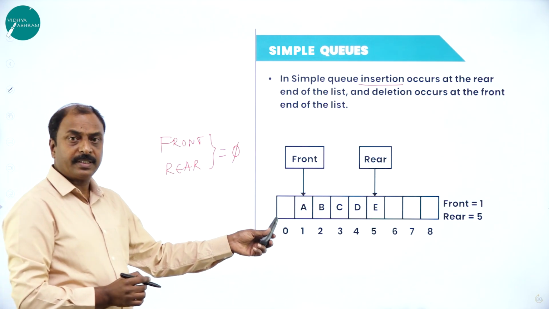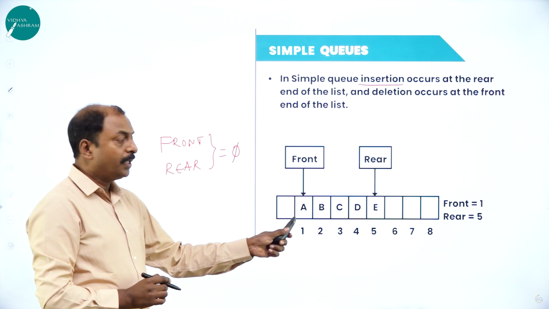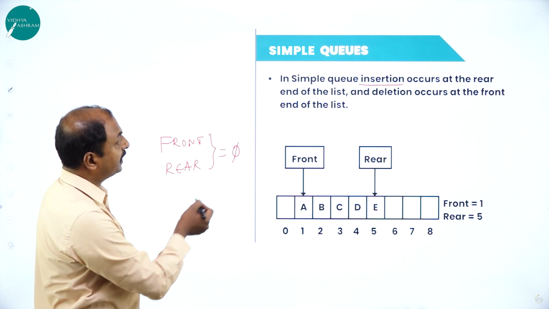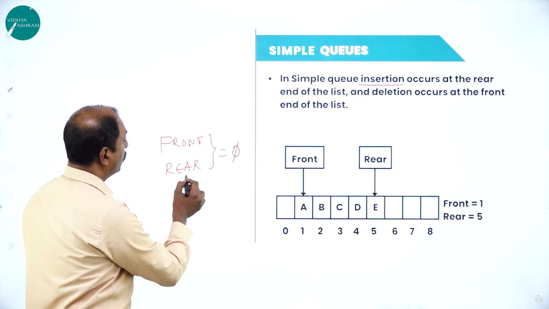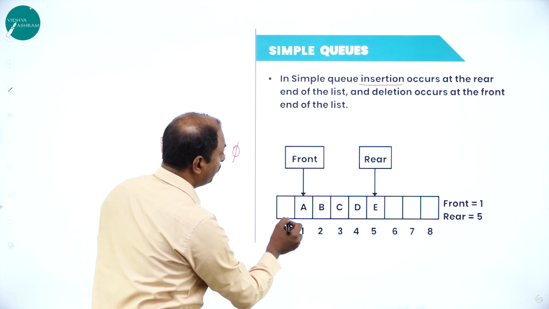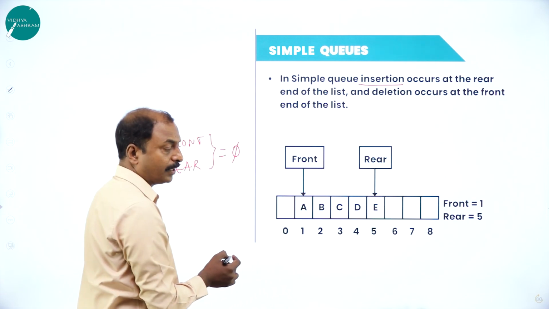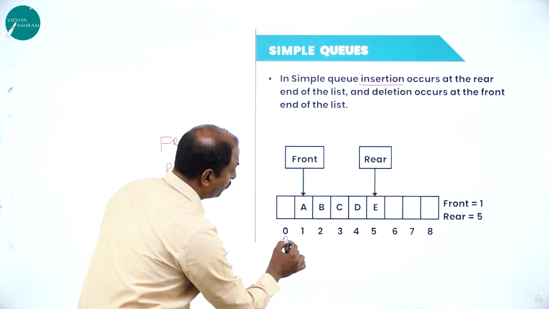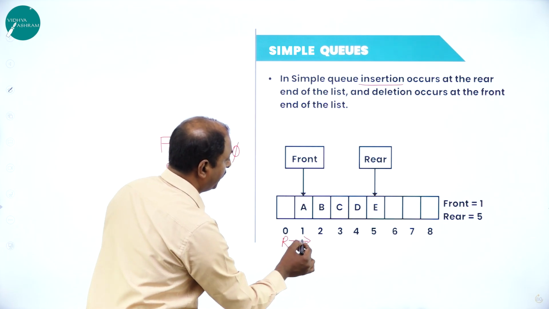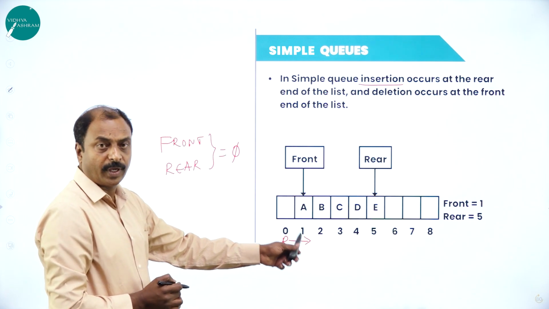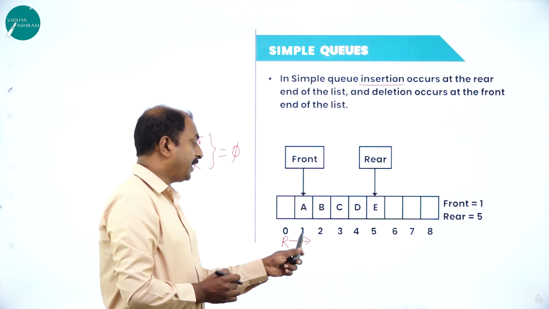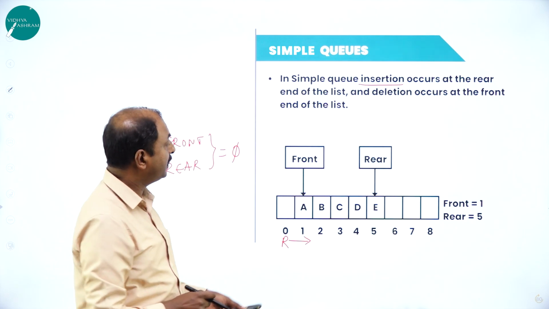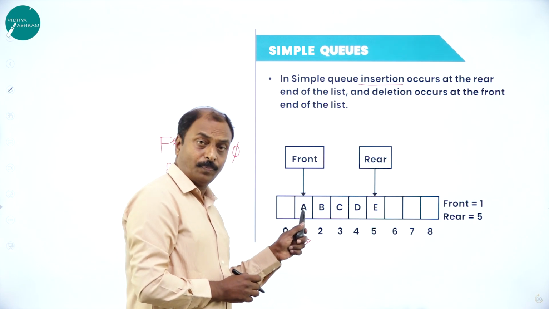Now, if you want to insert one element into the queue, rear is the pointer where insertion takes place. So we have to push the rear pointer from here to here. Here the rear pointer will be at the beginning, so we have to push this pointer to this point, at index equal to 1. Once the rear pointer is at index 1, that is the place where we can insert one data item into the queue.